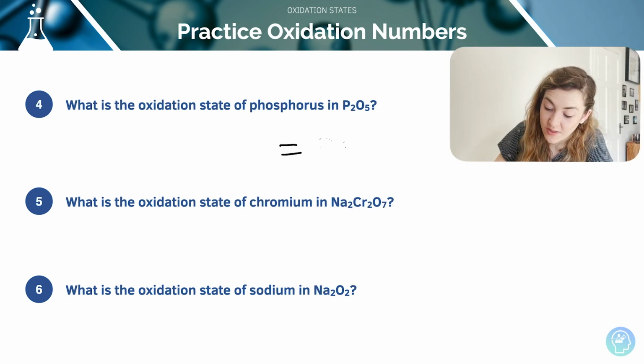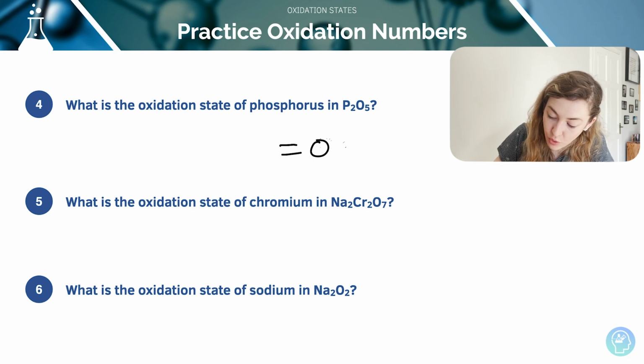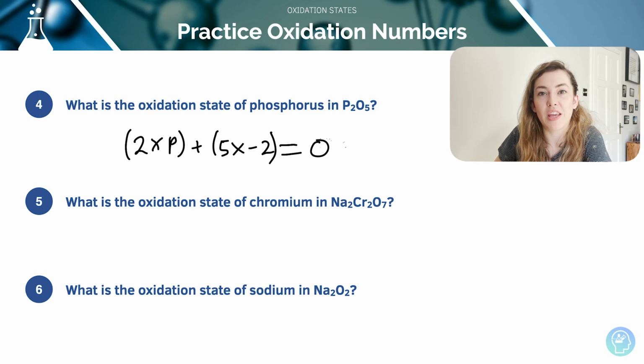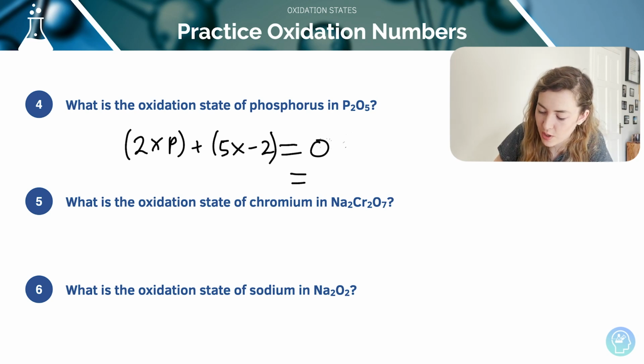And again, we know that this is going to be equal to 0 because there's no overall charge on this compound. And we don't know phosphorus, but we know there's 2 of them, so 2 times P. And we know there's 5 oxygen atoms. It's not an exception for oxygen, it's not a peroxide. So I'm just going to give oxygen its oxidation state of -2 because it's in group 6. And so if I solve for P, I get +5.